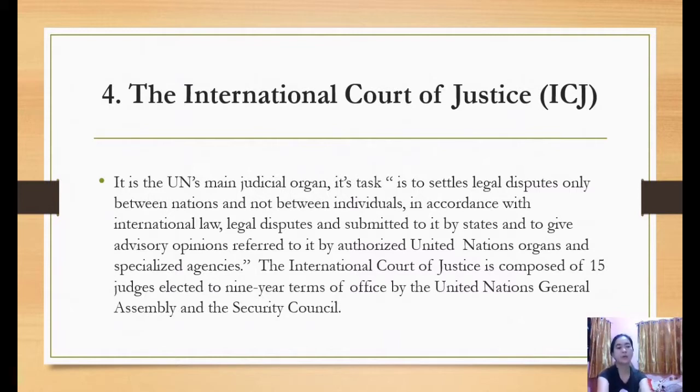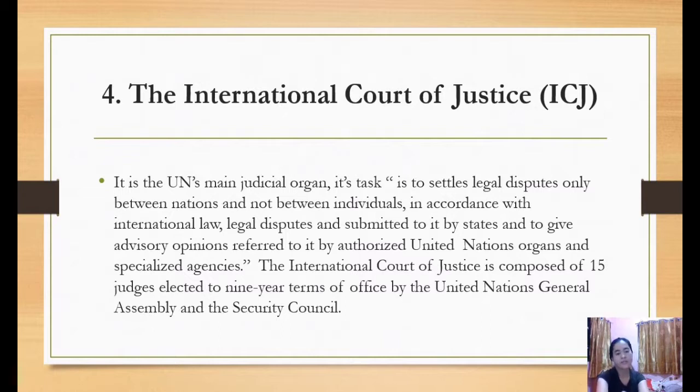So, the International Court of Justice, also known as the World Court, is the main judicial organ of the UN. It was established in June 1945 by the Charter of the United Nations and began work in April 1946. The seat of the court is at the Peace Palace in the Netherlands. And the court's role is to settle, in accordance with international law, legal disputes submitted to it by states and to give advisory opinions on legal questions referred to it by authorized United Nations organs and specialized agencies.